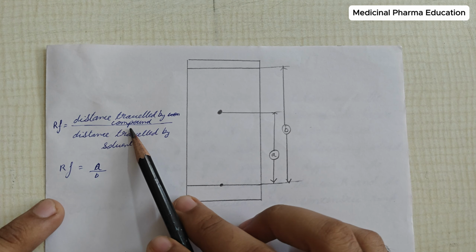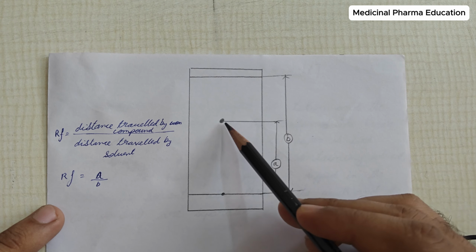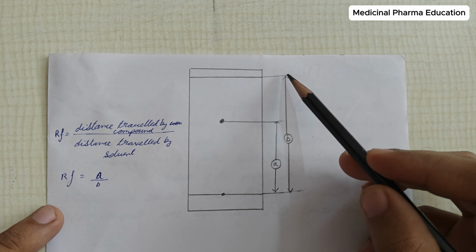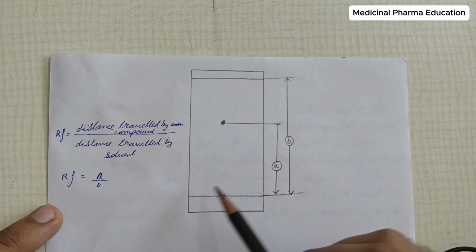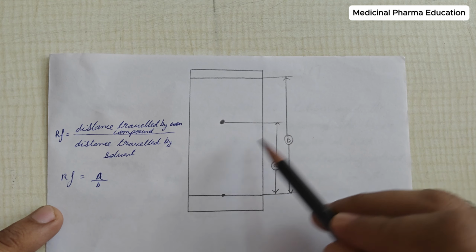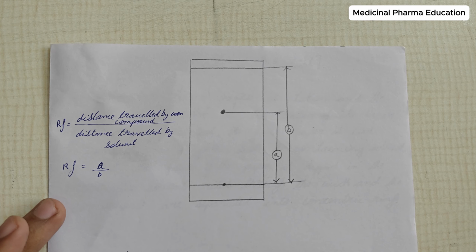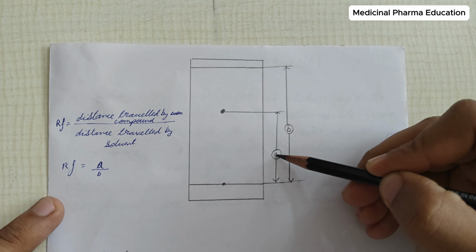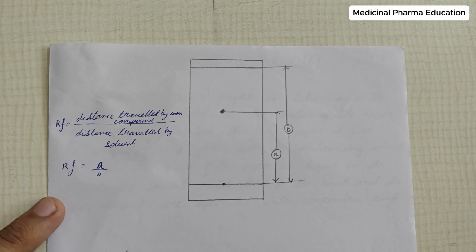RF value is the distance traveled by the compound divided by the distance traveled by the solvent. See here, this is the distance traveled by the solvent, and this is the distance traveled by the solute. RF value equals A divided by B. It will be between 0 and 1. It can't be more than 1 because B is fixed, okay, and A is every time smaller than B, so it comes under 0 to 1, okay.